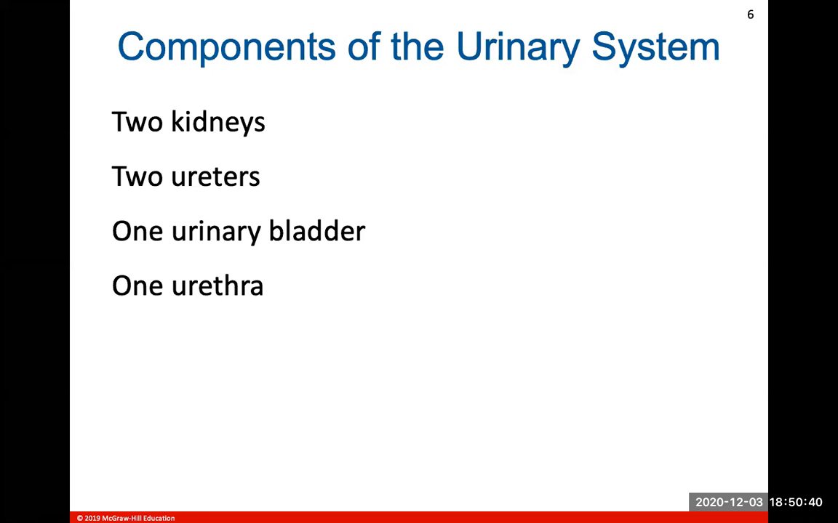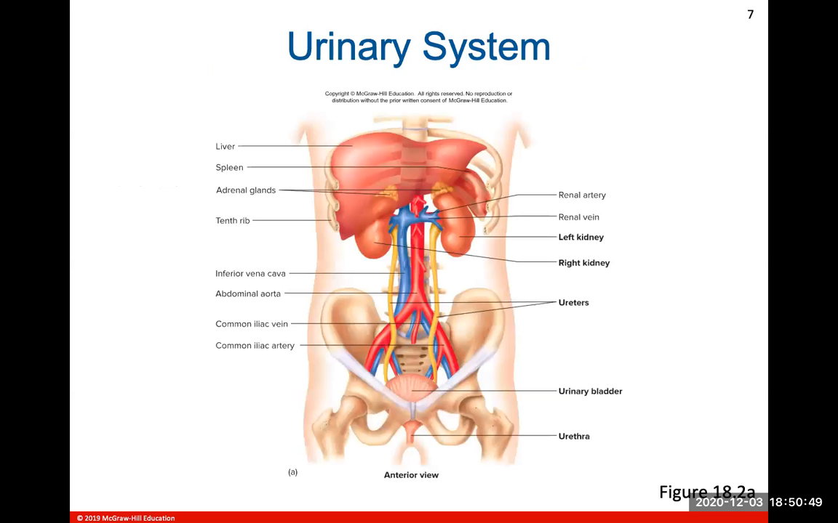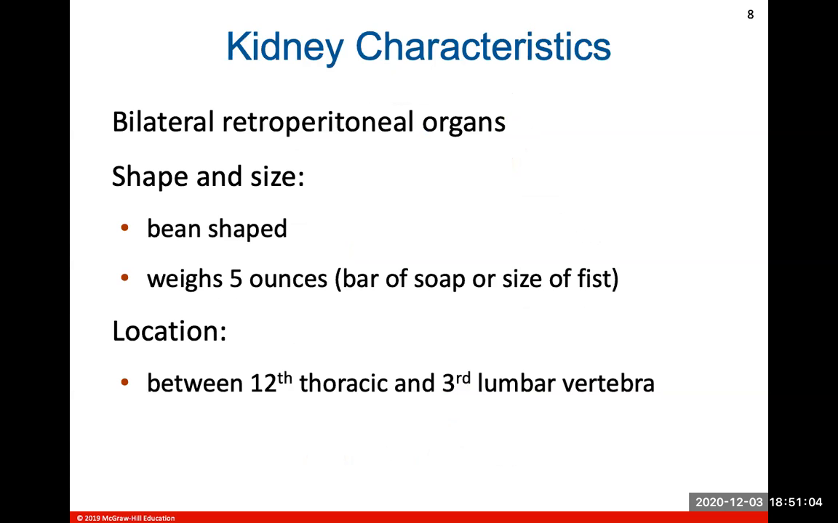So we all have two kidneys, two ureters, which connect the kidneys to one urinary bladder, and then one urethra that takes the urine out of the body. And this is just a little synopsis of the urinary system and the anatomy of everything and where it's located. So feel free to pause the slide and take a good look at this. We'll also review these structures in lab.